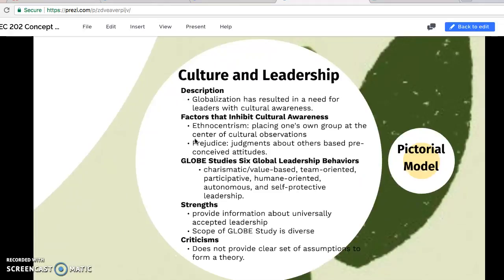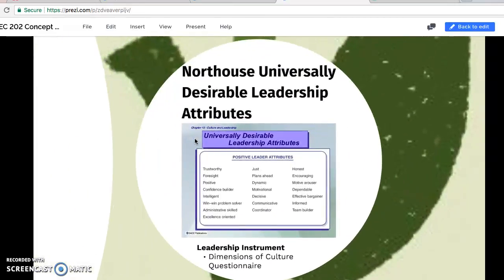Culture and leadership. Globalization has resulted in a need for leaders with cultural awareness, but factors that inhibit this are ethnocentrism and prejudice. The GLOBE studies identified 6 global leadership behaviors: charismatic, team-oriented, participative, human-oriented, autonomous, and self-protective leadership. This model shows the universally desirable leadership attributes based on the GLOBE study.